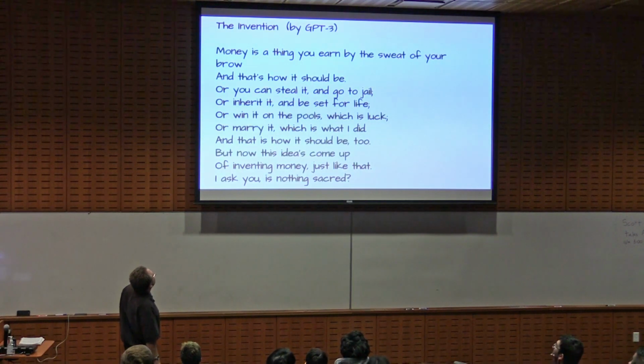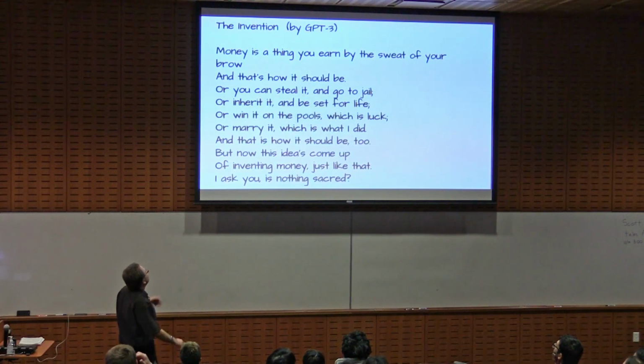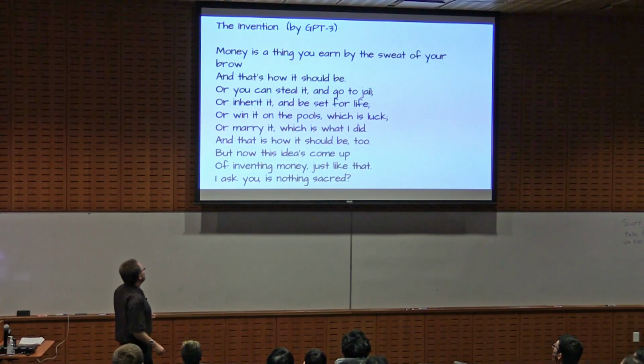Money is a thing you earn by the sweat of your brow, and that's how it should be. Or you can steal it and go to jail, or inherit it and be set for life, or win it on the pools, which is luck, or marry it, which is what I did. I don't think GPT actually did that. Okay. And that is how it should be too. But now this idea has come up of inventing money, just like that. I ask you, is nothing sacred?